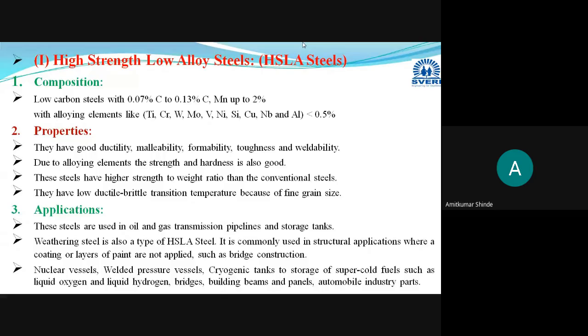And these alloying elements are added depending on the desired properties. Suppose you want to increase the hardness, then we are going to add chromium, molybdenum, vanadium or tungsten. Suppose you want to improve their electrical properties, then you are going to add silicon. Like this, depending on the different properties, we choose different alloying elements. Now this is the composition, and after that their properties.